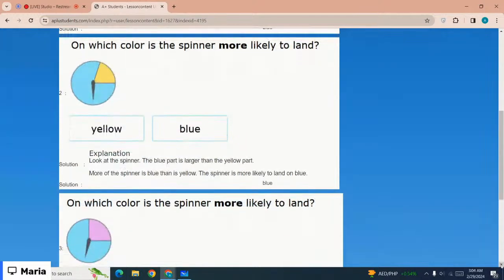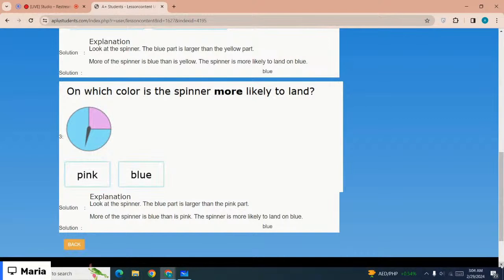Look at the other example. On which color is the spinner more likely to land? You have two colors here, blue and pink. More of the spinner is blue, and a very small portion is pink. That means the spinner is more likely to land on blue. Let's start with the test questions.